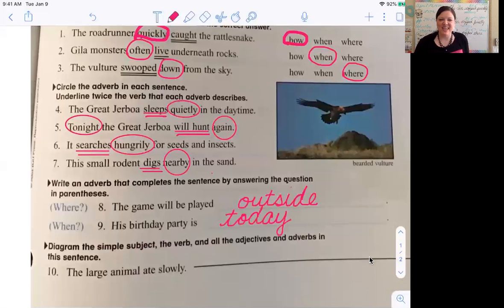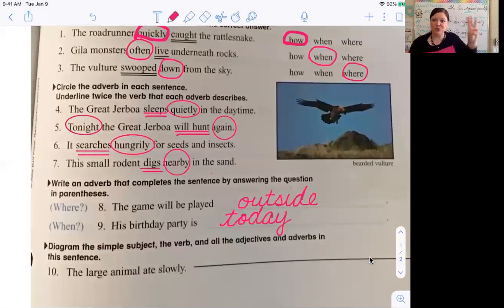Number 10. Now, let's see if we can practice our diagramming together. Diagram the simple subject, the verb, and all the adjectives and adverbs in this sentence. Don't worry, we'll take it one step at a time. The first step is to read our sentence. The large animal ate slowly. Who or what is this entire sentence about? The large animal. Yes, that is the complete subject.